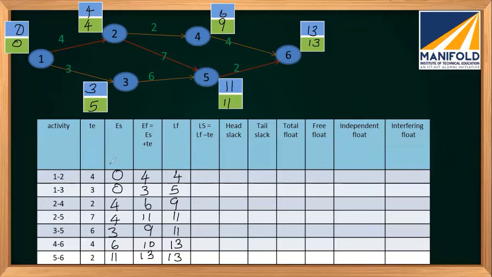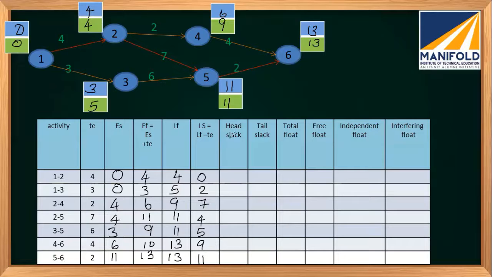Now, if I want to estimate the latest starting time, it is nothing but the latest finishing time minus duration. So you can subtract duration from this and you will get this. So let's do that. 4 minus 4, 0. 5 minus 3, 2. 9 minus 2, 7. 11 minus 7, 4. 11 minus 6, 5. 13 minus 4, 9. And 13 minus 2 will be 11, right?